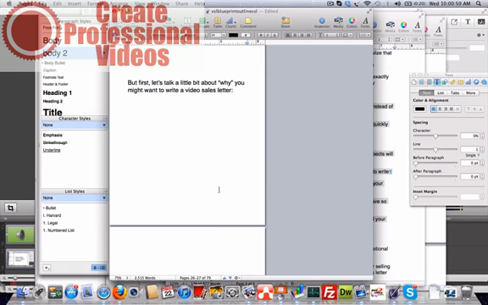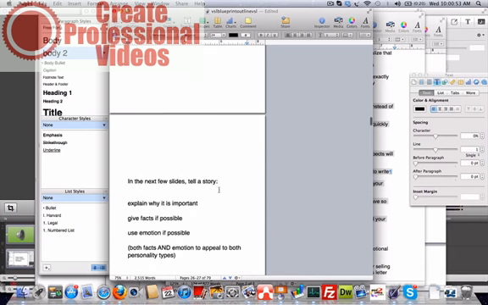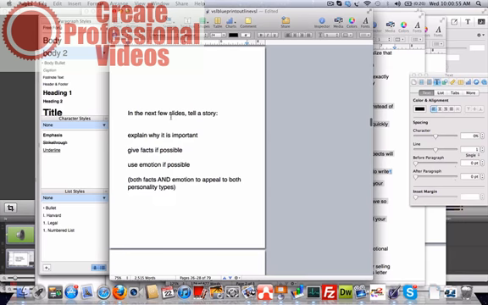So what we're going to do here in this Y section, we finished that slide, in the next few slides, and this right here is in your template. So this will jog your memory. In the next few slides, we'll tell a story, explain why it's important, give facts if possible, use emotion if possible, and as you probably know, both facts and emotion appeal to both personality types, but in most cases, people make decisions emotionally, with an element of logic.